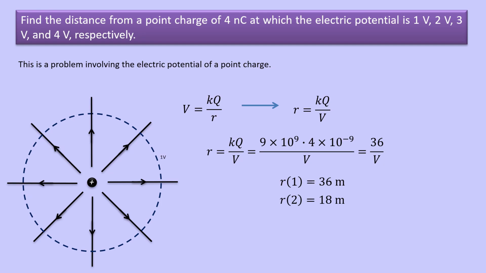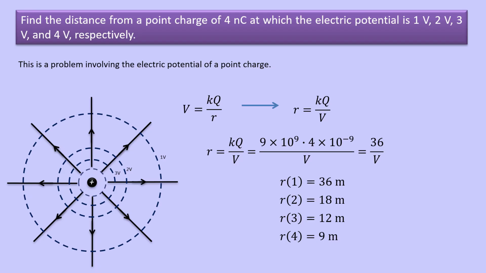Now, hold on, did you notice that? We doubled the potential, and the distance got cut exactly in half. Interesting. At 3 volts, 36 divided by 3, we get 12 meters. And finally, at 4 volts, we land at 9 meters. So there are our answers: 36, 18, 12, and 9 meters. But what does this pattern actually mean?